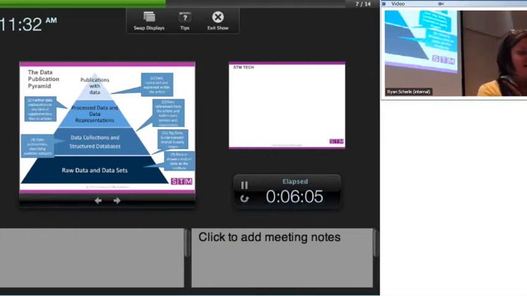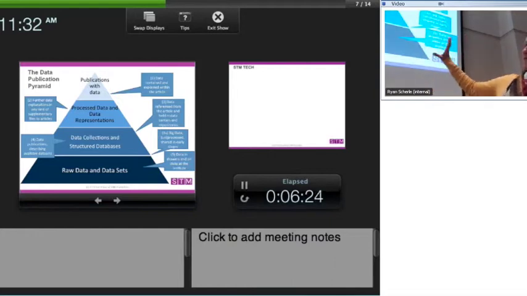And basically, if people ask why there's so much diversity in the way data gets published, it is because there's so much diversity in different types of data. You know, there's data, and there's data. And that is what this pyramid tries to express.